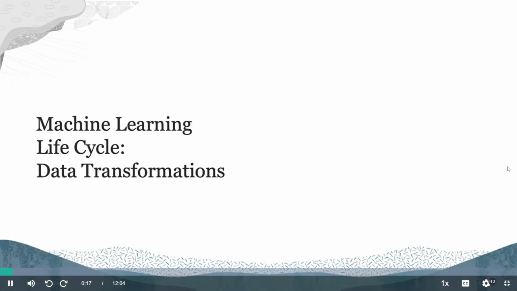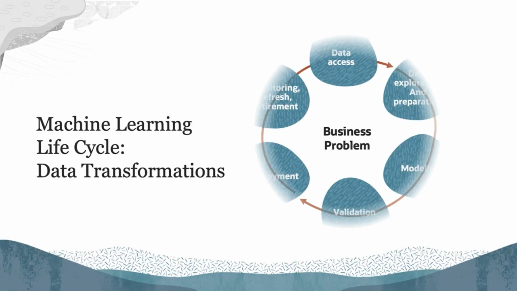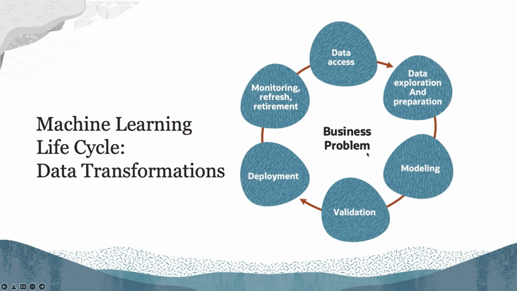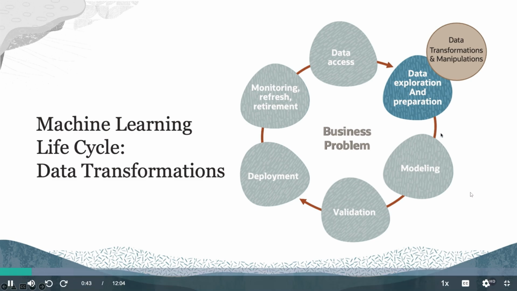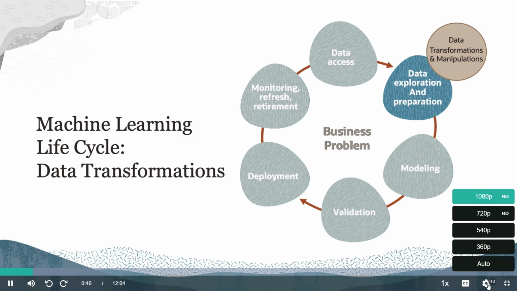In this lesson, we will discuss the second step in a typical machine learning life cycle, that is data exploration and preparation. All the data transformations and manipulations happen in this stage. We will also be discussing the need for pre-processing and the steps involved in it. We will also learn about various ADS built-in transformation tools, as well as splitting the data into train, test and validation sets with the help of ADS.